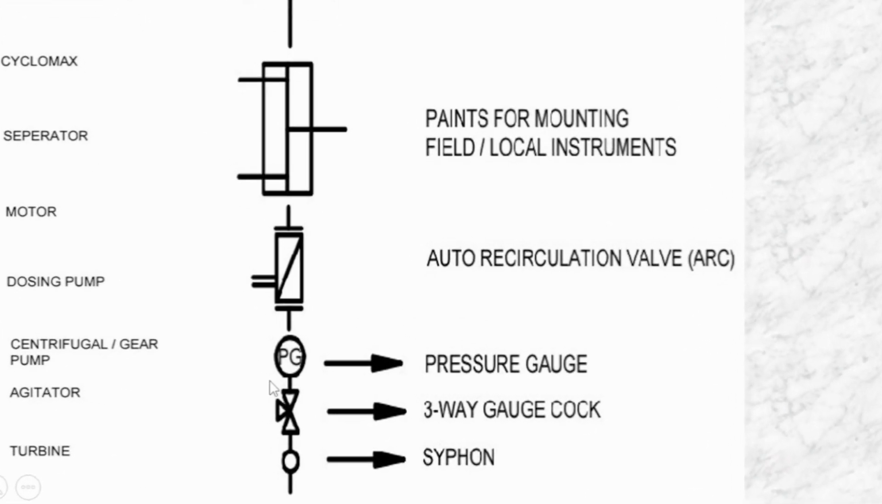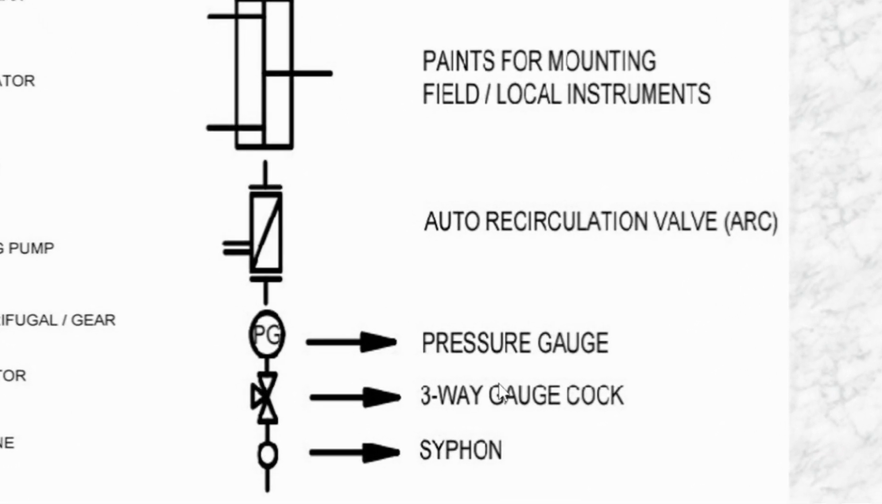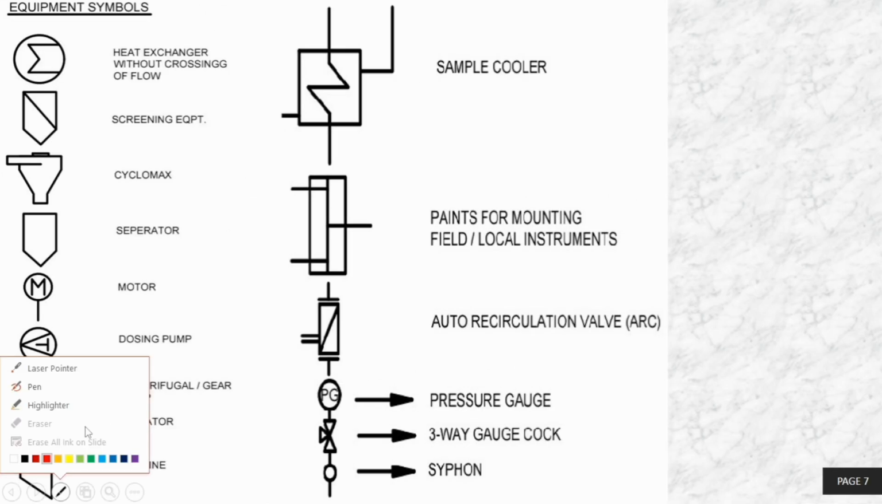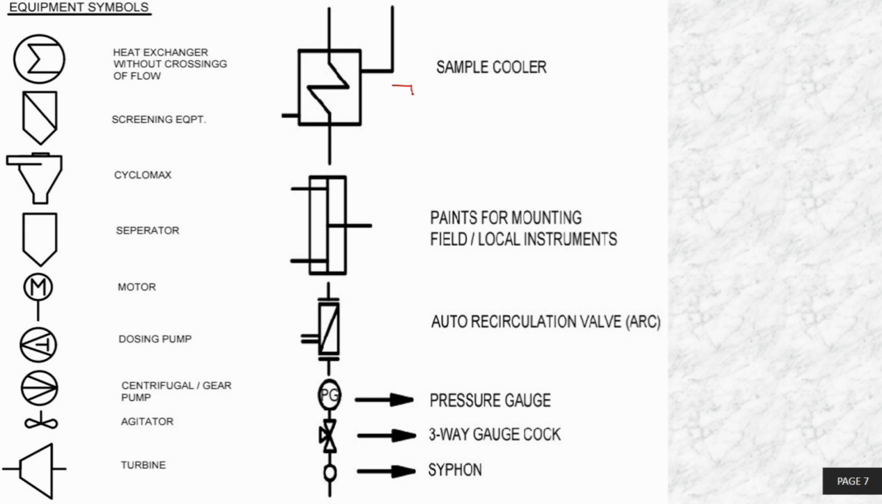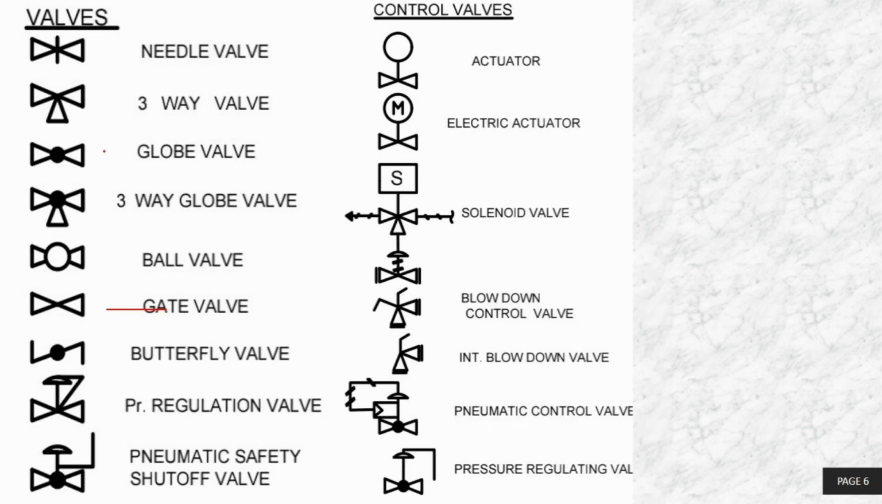Let's see how a pressure gauge will be erected in the plant. There will be a siphon, then a three-way gauge cock, then the pressure gauge. Like that, we have to mention it. This you have to remember. This also you have to remember. And this also. Pressure gauge, gauge cock, siphon, gate valve, globe valve, middle valve. You have to remember them.